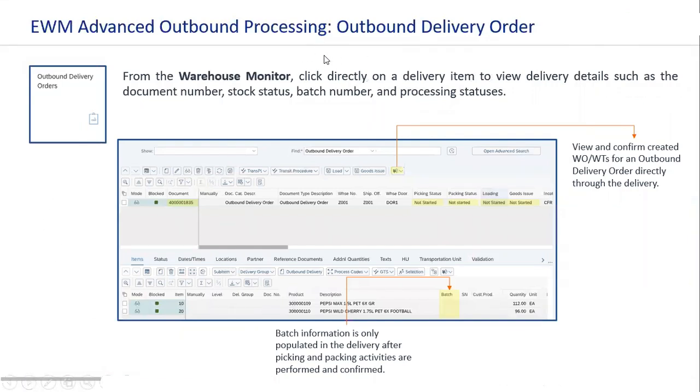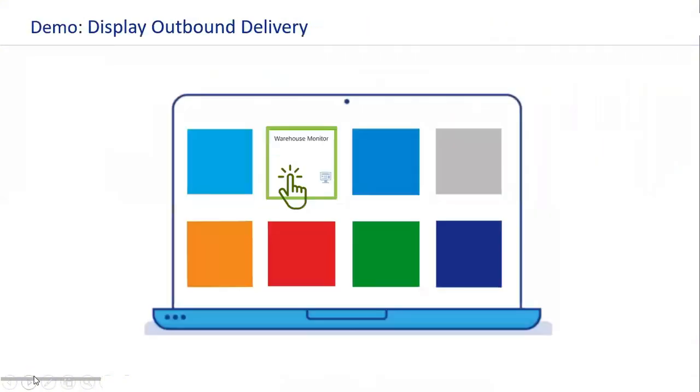So an outbound delivery order from the warehouse monitor, you can click directly on the delivery item to view delivery details such as the document number, stock status and batch number and processing status. So you can see there, at the bottom, the batch part is blank. So the batch information will only be populated after the picking and packing activities are performed and confirmed, which I think you will see on the next slide.